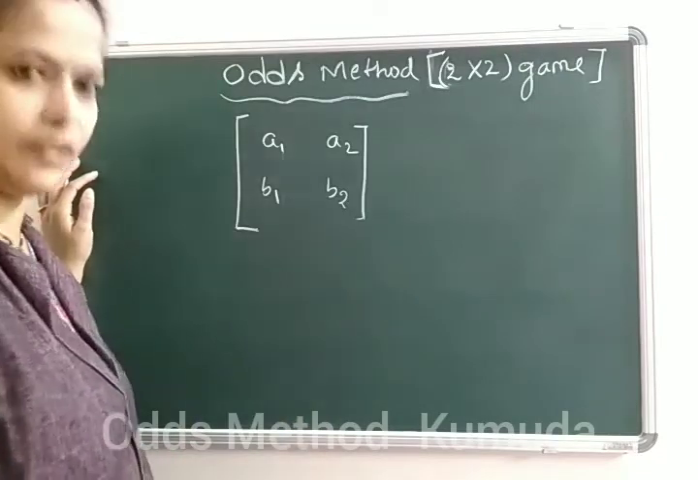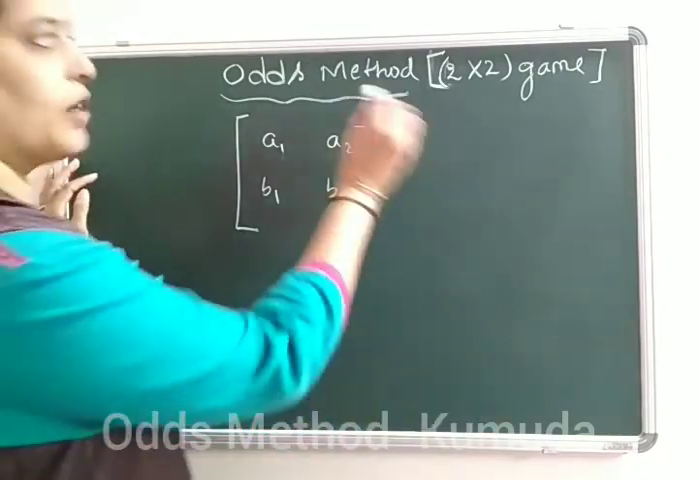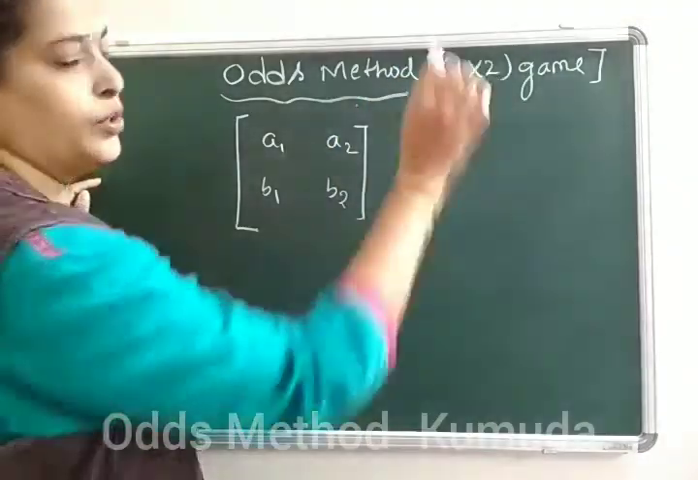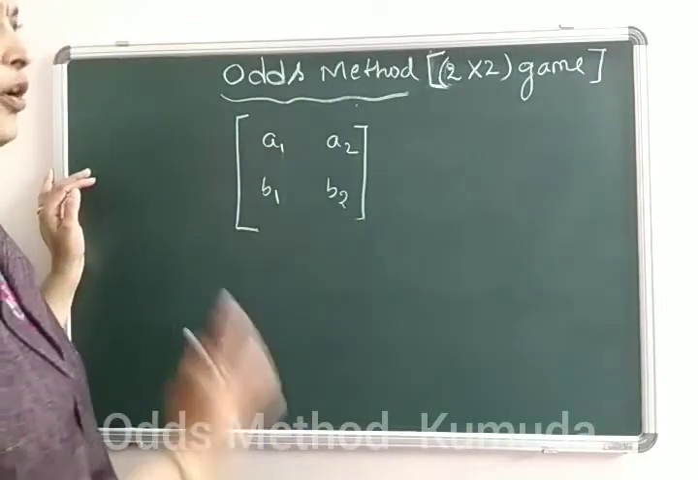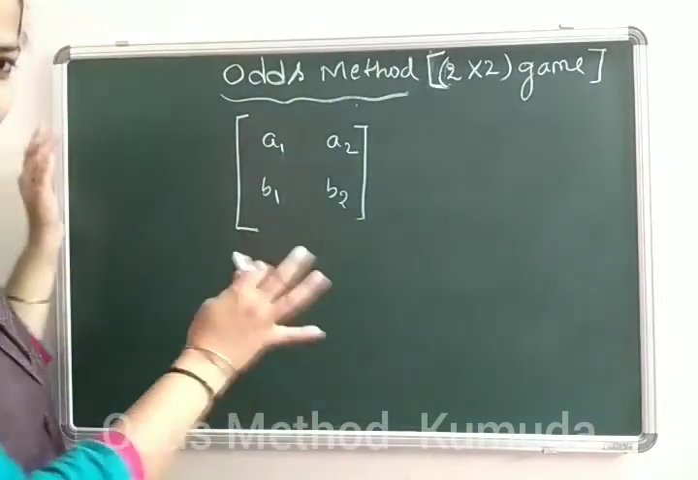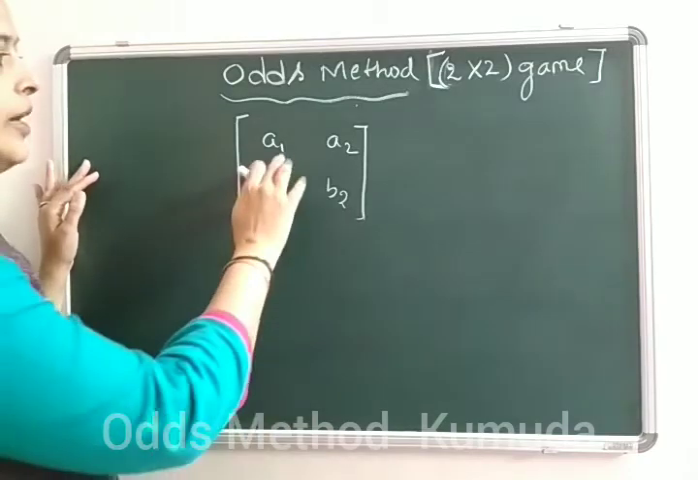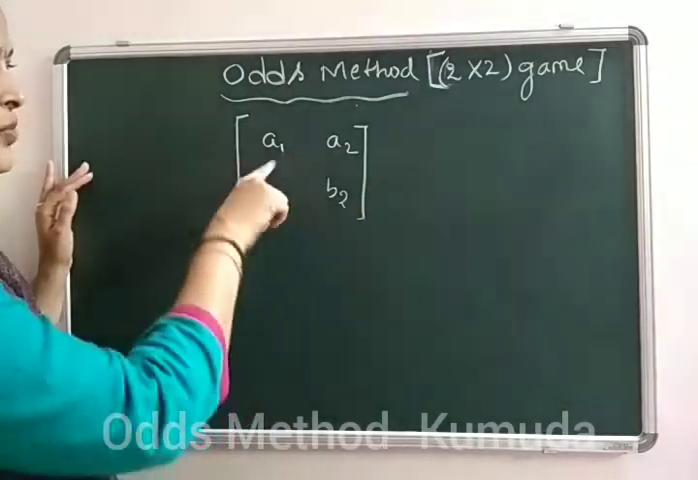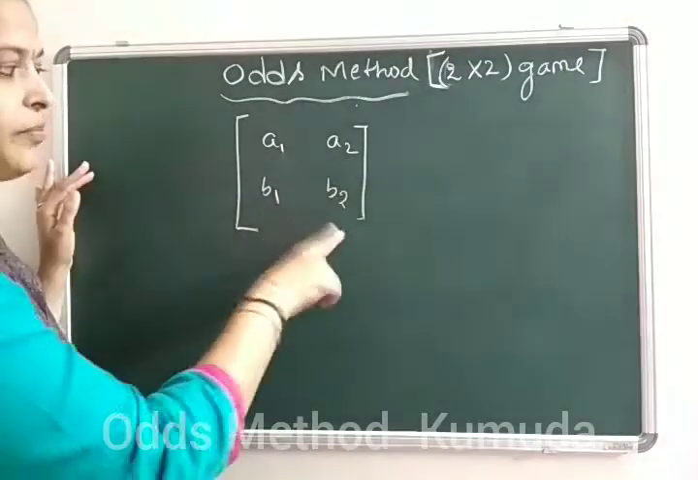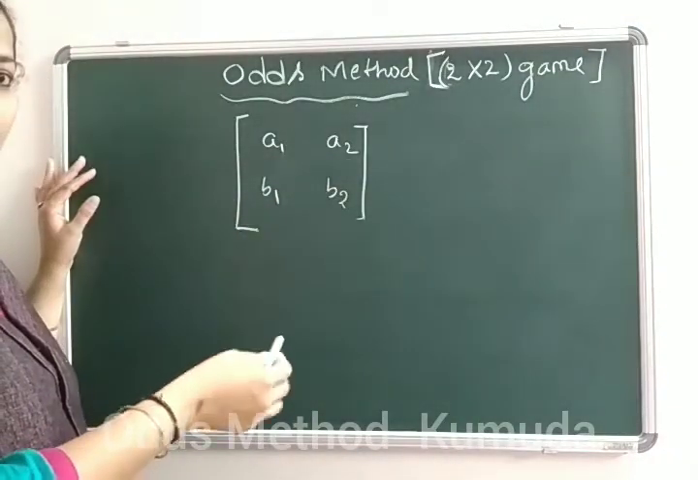Let us start with the odds method. Make a note, the odds method is applied only when we have a 2x2 game, an exclusive method for 2x2 games. So I will just explain the method first and then explain again with an example. Now let us assume that we have a payoff matrix where we have the values A1, A2, B1, B2. It is actually called the method of finding the odds.